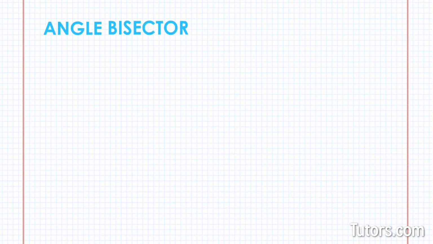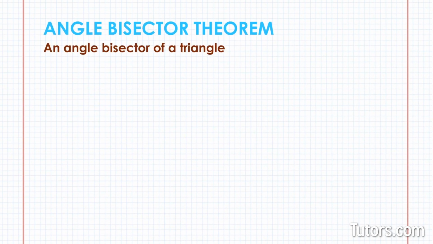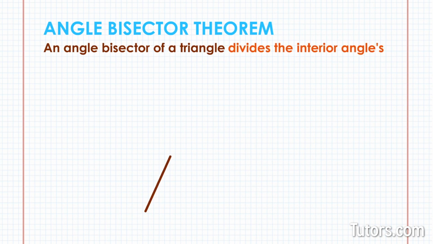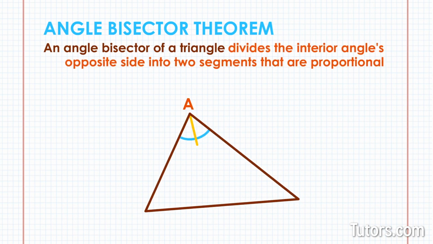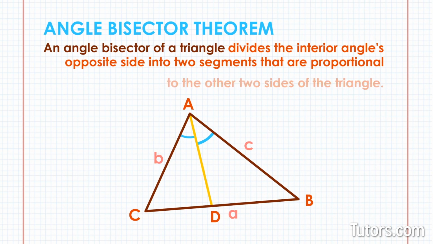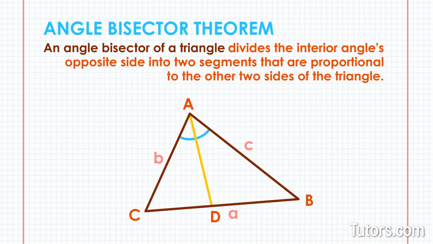What is the angle bisector theorem? An angle bisector of a triangle divides the interior angle's opposite side into two segments that are proportional to the other two sides of the triangle. Angle bisector AD cuts side a into two line segments, CD and DB. CD and DB relate to sides b and c in the same proportion as CA and BA relate to each other. Triangle ACD and triangle ABD, created by the angle bisector, are also similarly proportional.